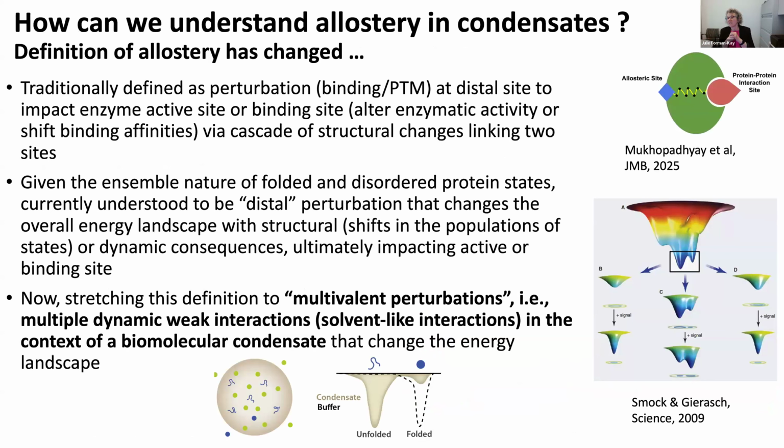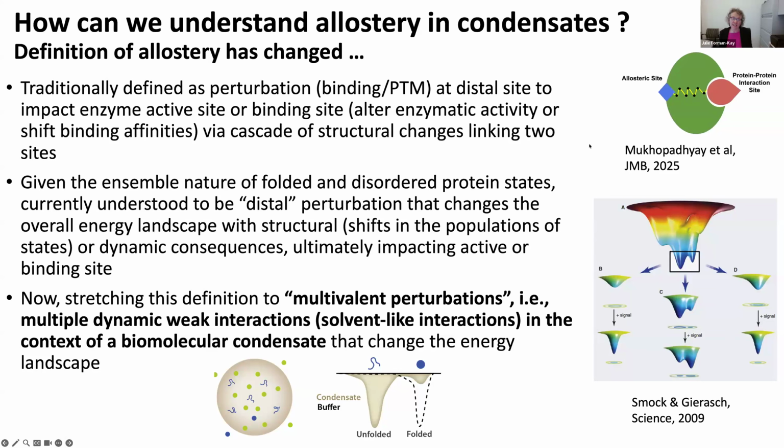But going back to that first focus on changing the environment, we need to consider that the definition of allostery has changed over the years. Traditionally, it was understood as a perturbation, binding, or post-translational modification at a distal site to impact an enzyme active site or a protein-protein interaction site via a discrete cascade of structural changes that linked the two sites.